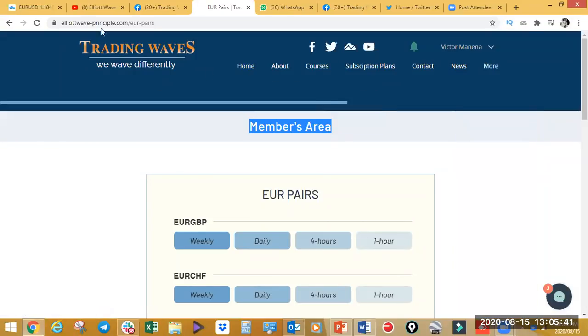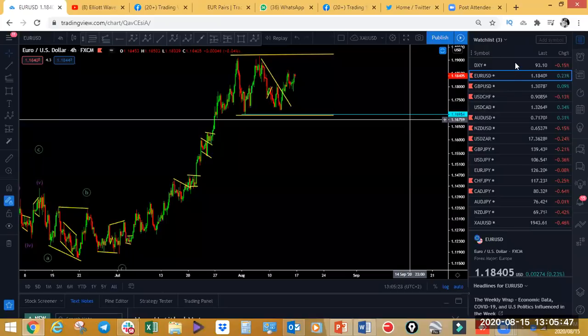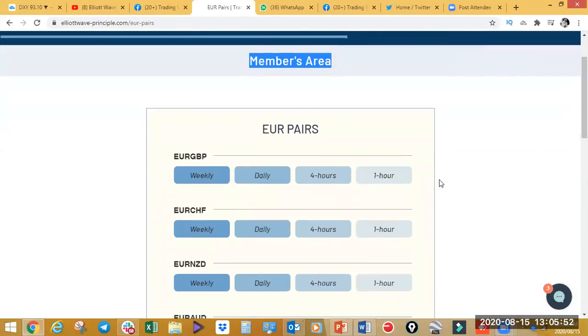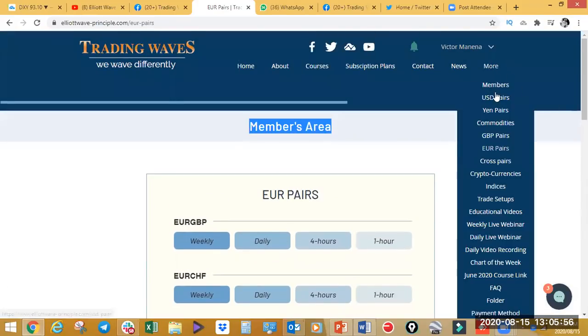That's how we work. Now let's get started with our analysis for this week. We'll start with the DXY. Let's start with the DXY, and I'm going to refer to the charts and the update that we've made on the website. So let's start with the US dollar pairs.